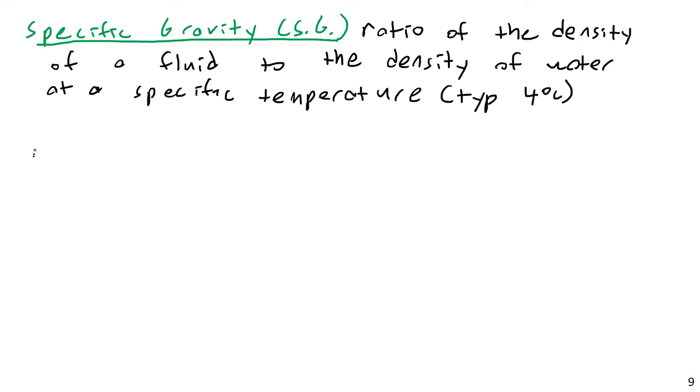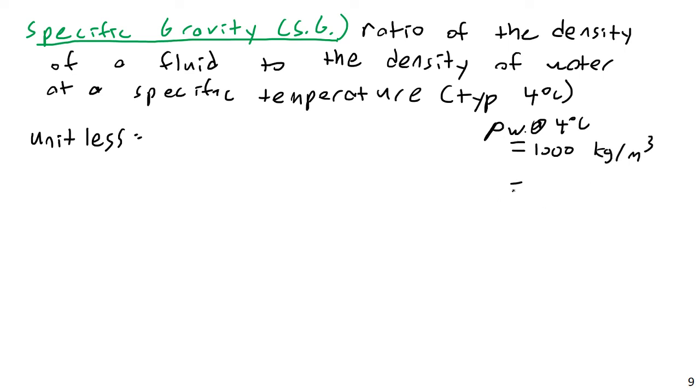Now, it's important to keep in mind that this is unitless. Although it's for liquids, we're going to use water at some temperature, and rho of water, if we need to know this, at 4 degrees Celsius is 1,000 kilograms per cubic meter, or 1.94 slugs per cubic foot.